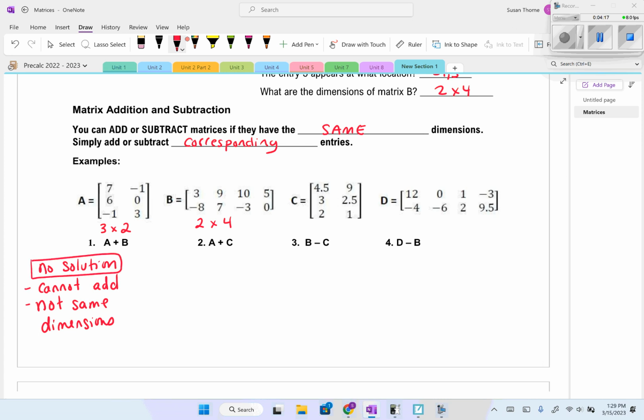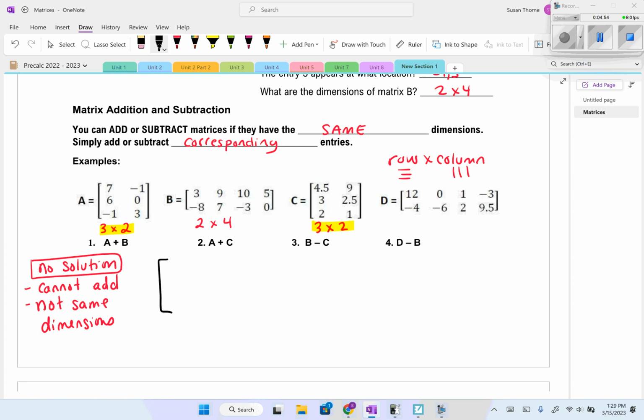Looking at the next one, we're doing matrix A and we're adding that to matrix C. So let's look at the dimensions of matrix C. So again, remember, it's always row by column. So the number of rows we have are 1, 2, 3, and the number of columns are 2. So remember, rows go this way, columns go this way. So that means that if we're adding matrix A and matrix C, this can be done because, again, they have the same dimensions. So all we have to do is add or subtract the corresponding entries.